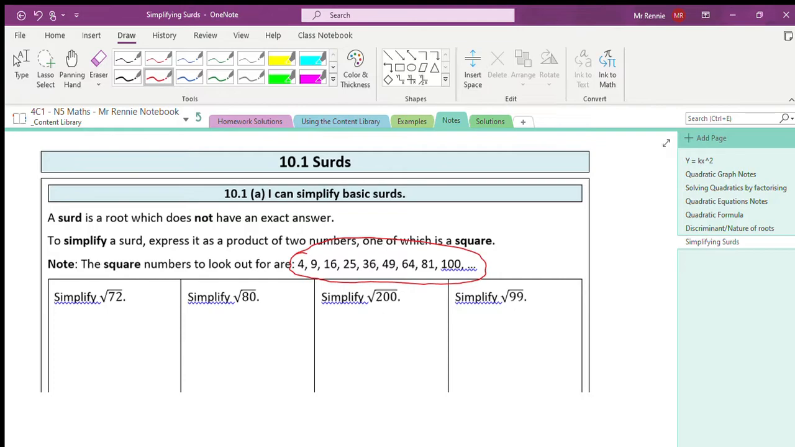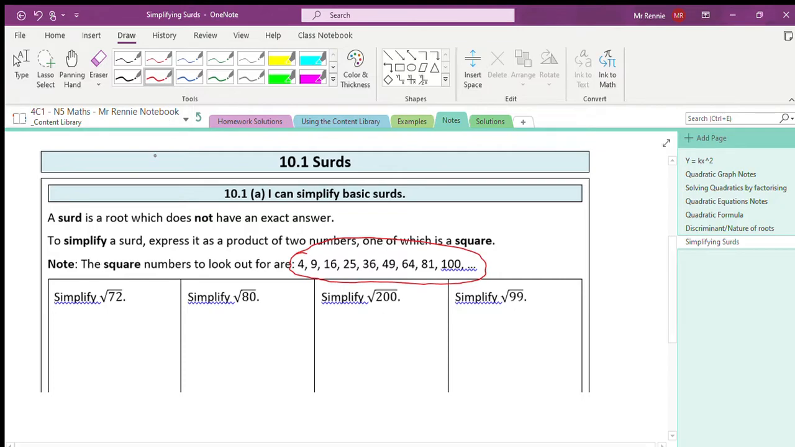For example, I can split 72 using 4, because 4 times 18 would give us 72. That would work. 4 is a squared number. I could also do 9 times 8, that would give me 72 as well. I can't use 16, 72 does not divide by 16 to give a whole number, so we're not going to use that. But 36 does, I can use 36 times 2 to simplify root 72. So I've got a few options, but I want to pick the biggest one, so I'm going to use 36. That's the biggest square number that will work here.